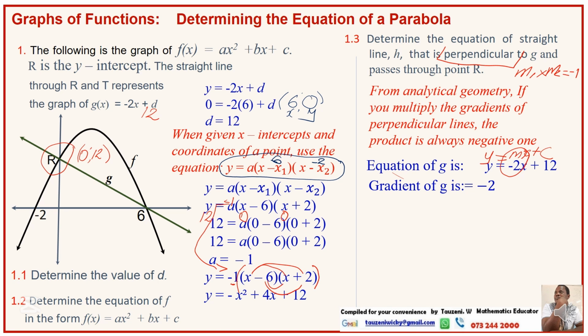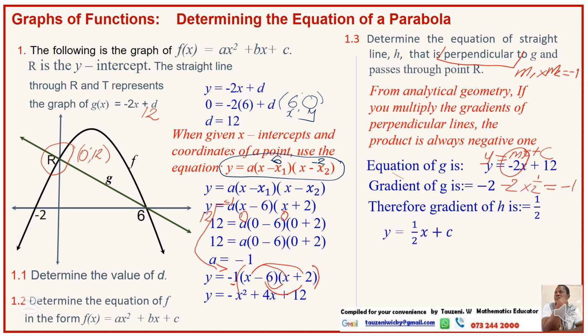Now, if the gradient of G is -2, it follows that the gradient of the line which is perpendicular to G is 1/2, such that if you multiply 2 by 1/2, my 2 is negative, so it's -2 times 1/2. The answer is equal to -1. That is the idea of perpendicular lines.